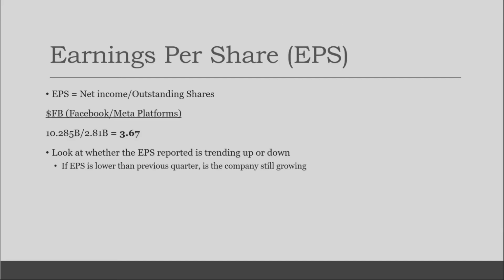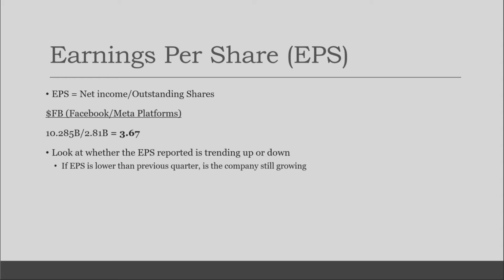Earnings per share, better known as EPS, compares a company's quarterly net income to the current outstanding shares. In order to calculate EPS, you would need to divide the quarterly net income by the current outstanding shares. Let's have a look at an example.